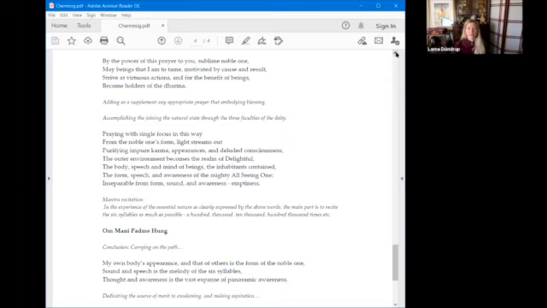Praying with single focus in this way, from the Noble One's form, light streams out, purifying impure karma, appearances, and deluded consciousness. The outer environment becomes the realm of delightful. The body, speech, and mind of beings, the inhabitants contained, the form, speech, and awareness of the mighty all-seeing one, that's Chenrezi, inseparable from form, sound, and awareness, emptiness.